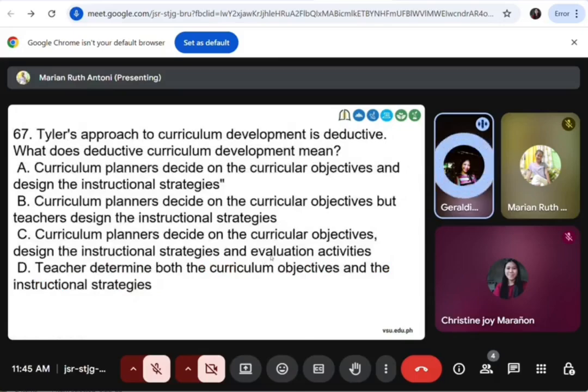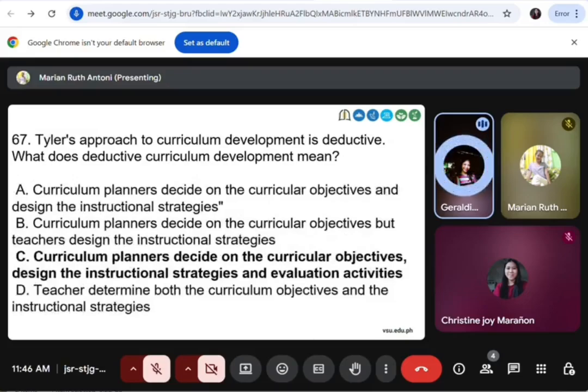Next, 67. Tyler's approach to curriculum development is deductive. What does deductive curriculum development mean? A. A curriculum planner decides on the curricular objectives and designs the instructional strategies. B. Curriculum planners decide on the curricular objectives, but teachers design the instructional strategies. C. Curriculum planners decide on the curricular objectives, design the instructional strategies and evaluation activities. Or letter D. Teachers determine both the curriculum objectives and the instructional strategies. So what do you think is the correct answer?